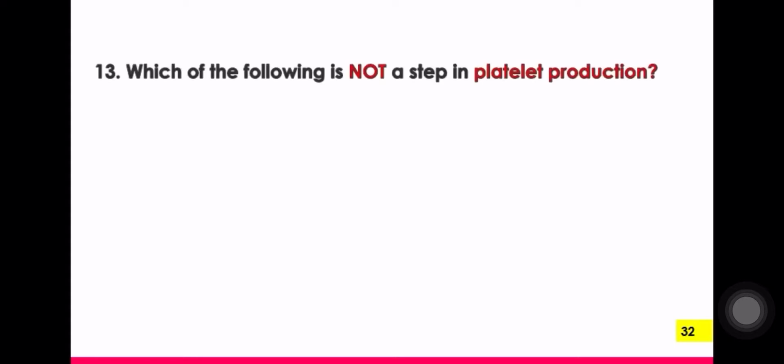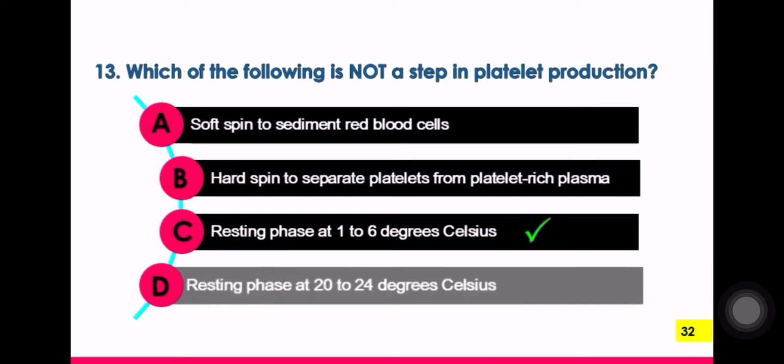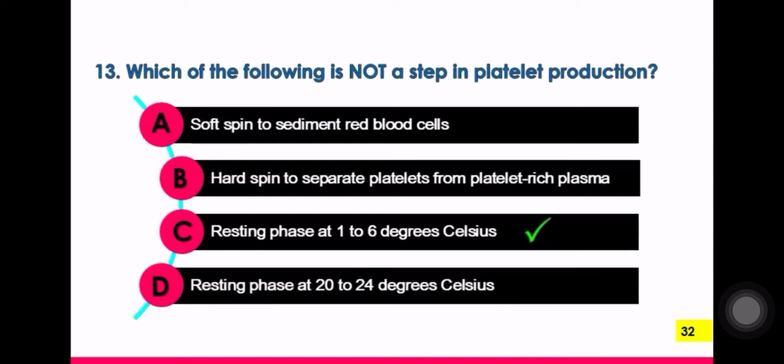Next, for number 13, which of the following is not a step in platelet production? A. Soft spin to sediment red blood cells. B. Hard spin to separate platelets from platelet-rich plasma. C. Resting phase at 1 to 6 degrees Celsius. Or D. Resting phase at 20 to 24 degrees Celsius. Correct answer is letter C. Remember, platelets are not supposed to be refrigerated. They should be maintained always at room temperature.